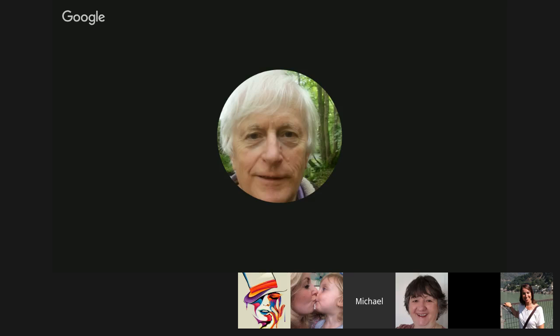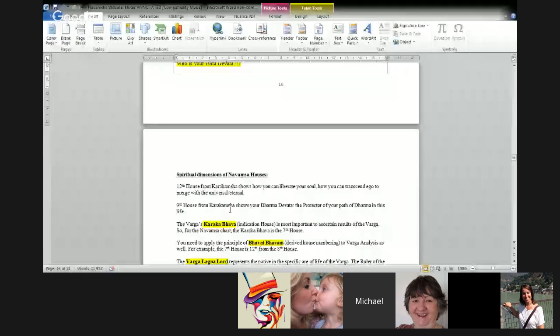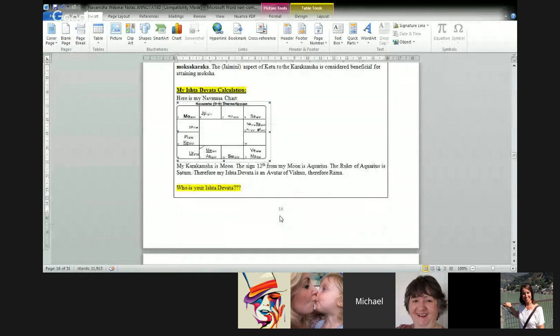So other spiritual dimensions of Navamsha houses. The 9th house shows your Dharma Devata. Well, what can we make of that? The protector of your spiritual path. Navamsha 9th. Well, my Navamsha 9th is Cancer, ruled by the moon.